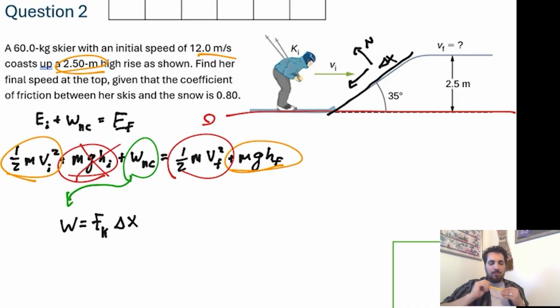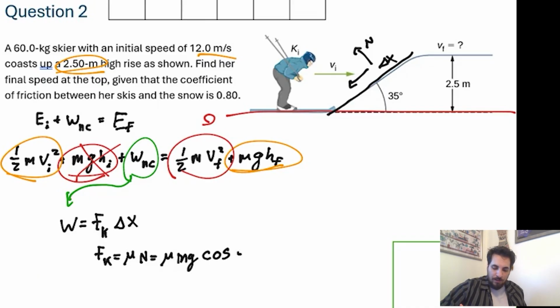And we look at this and we say, well, we don't know what delta x is, right? And we don't know what the kinetic friction force is. But we can find both of those, right? Because the kinetic friction force is equal to coefficient of friction times the normal force. And on an inclined plane, the normal force is going to equal mg times the cosine of the angle of the incline. In this case, that would be 35 degrees. We know mg is 9.8, theta is 35, mu is 0.8, so we have all of those values.